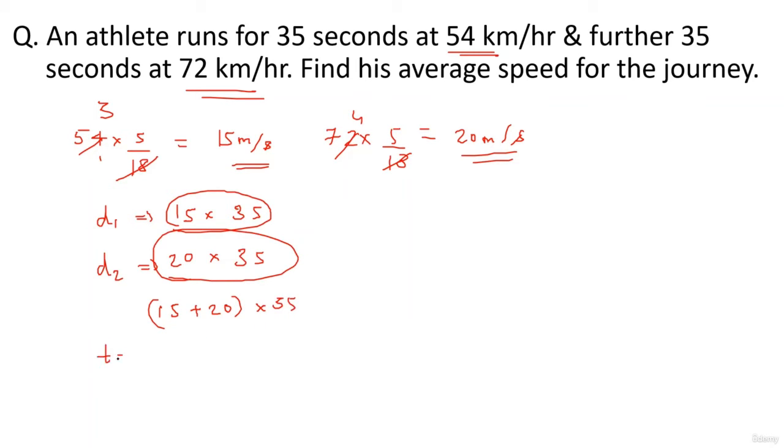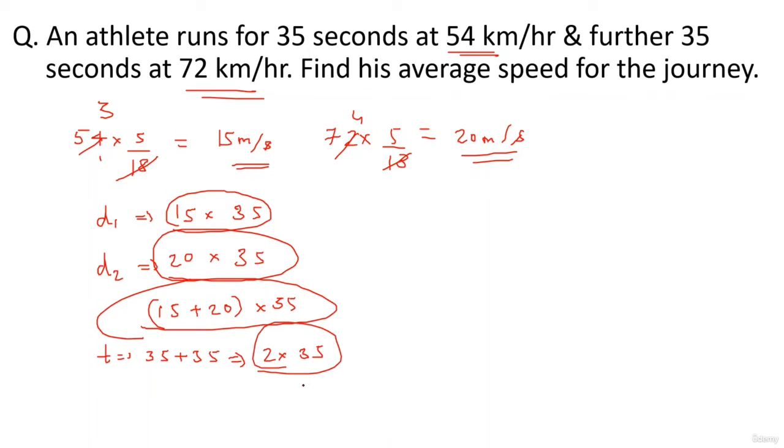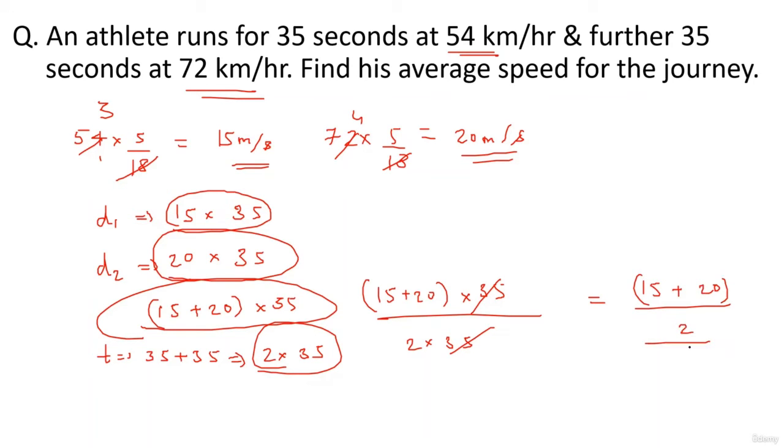The total time will be 35 seconds plus 35 seconds, right? It will be 70 or basically 2 into 35. So what's the average speed? This total distance divided by the total time. So 15 plus 20, whole thing into 35, divide by the total time 2 times 35. 35 cancel. Your final answer for the average speed is 15 plus 20 divided by 2.